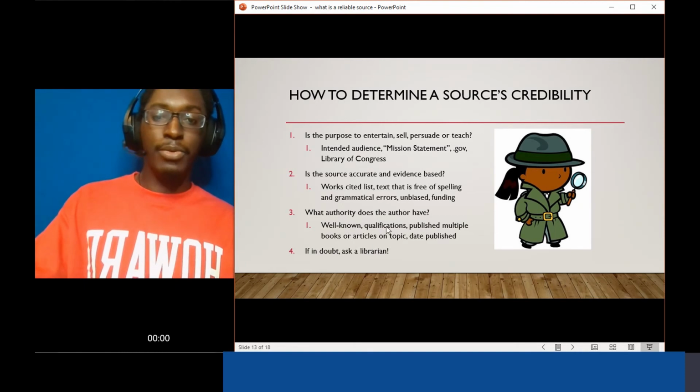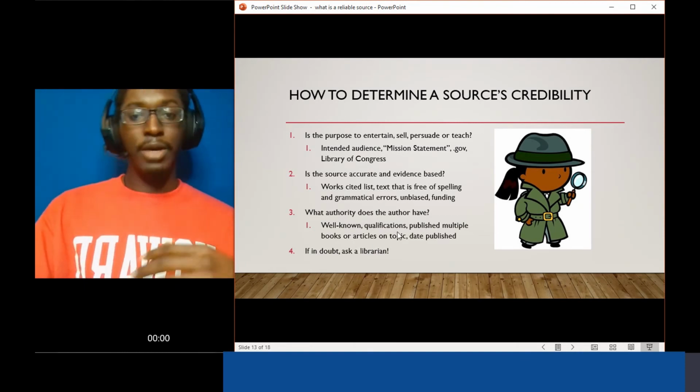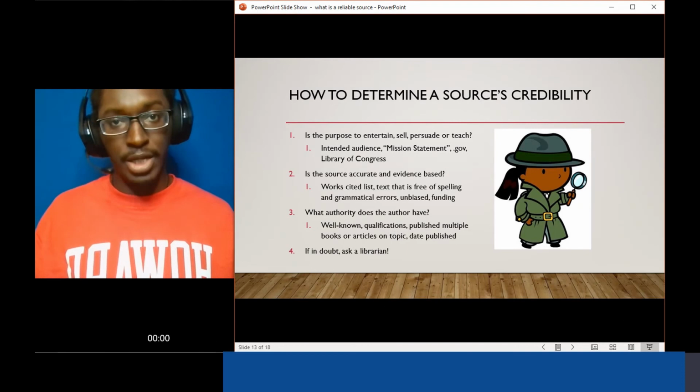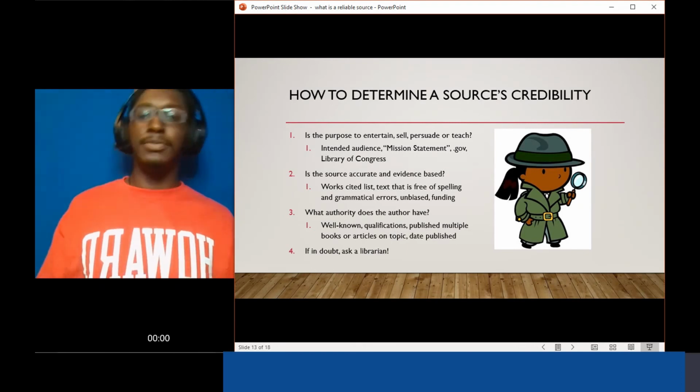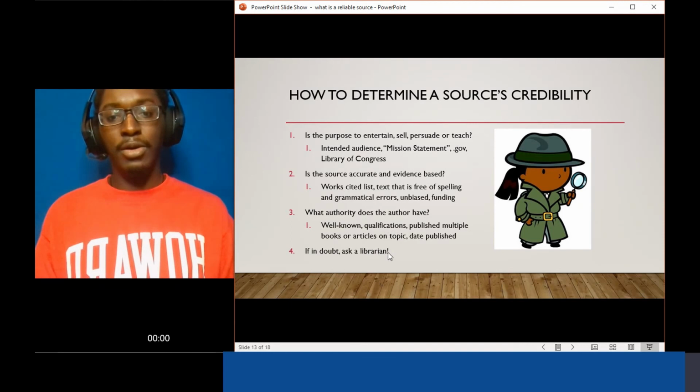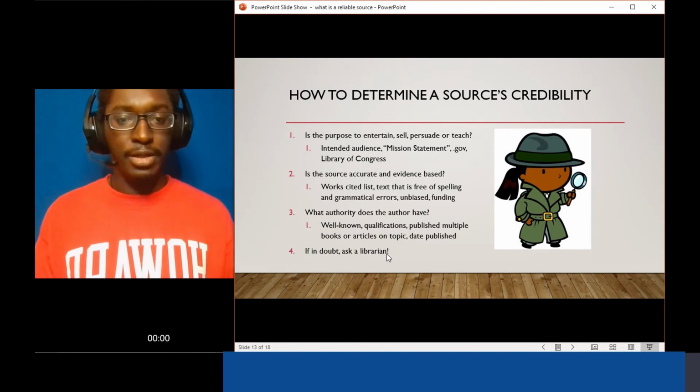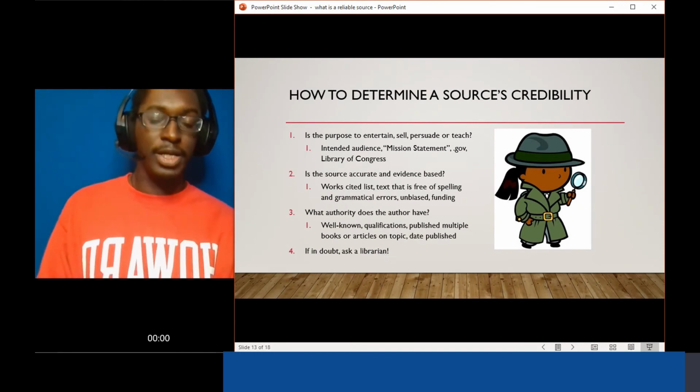Are they well known? Where have they worked? What jobs have they had? What schools did they go to? Lastly, if you're just not sure, go ask a librarian. They're very resourceful and they can help you.